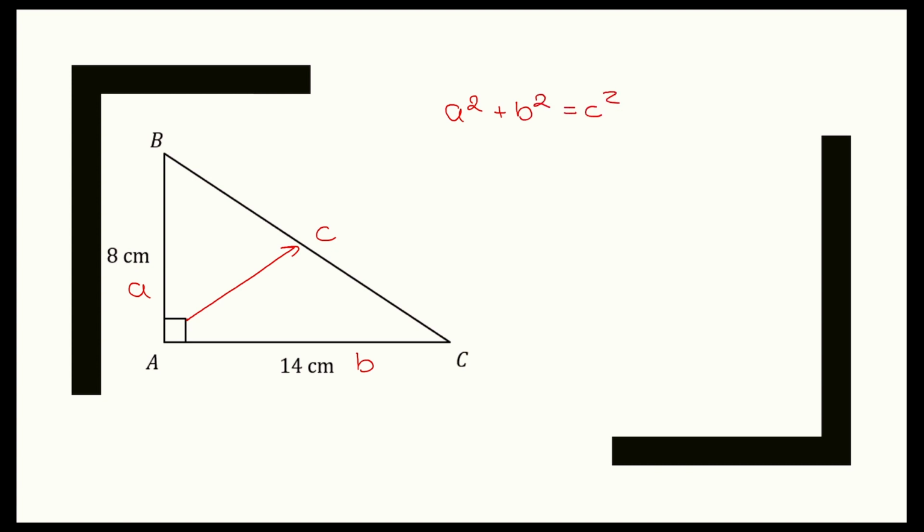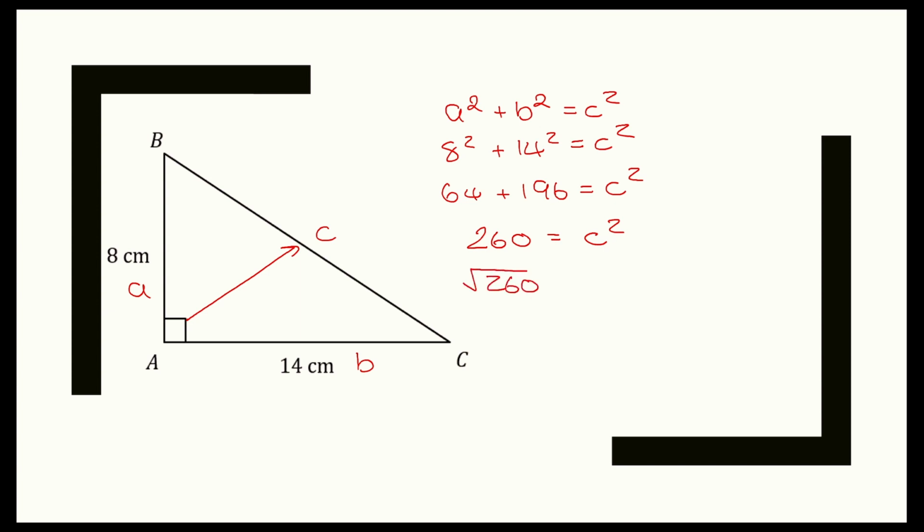Now we can substitute in our values. We know a is 8 and b is 14. This gives us 8 squared plus 14 squared equals c squared. Squaring both our 8 and our 14 gives us 64 plus 196 equals c squared. Adding 64 and 196 together gives us 260 equals c squared. Since we have c squared but we want c, we must square root both sides. That gives us 16.12 for c, meaning that our answer is 16.12 centimeters.